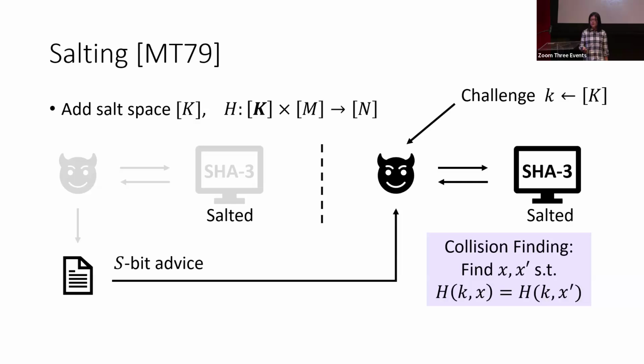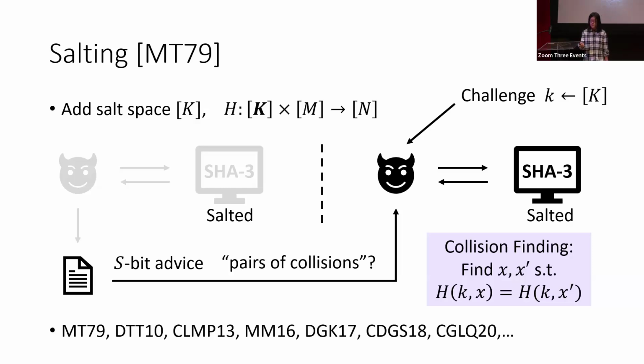One intuition is that as long as the adversary cannot store collisions of all salts in this short advice, the randomness of this challenge salt K might prevent the adversary from the most trivial attack and might force that adversary to perform significant computation in the online phase. Salting was first introduced by Morris and Thompson in 1979, and there are a sequence of works after that.